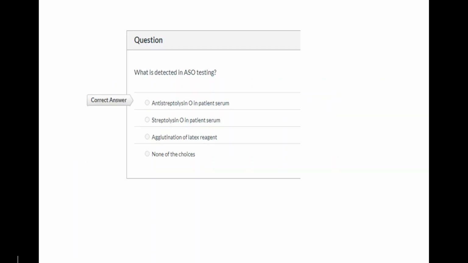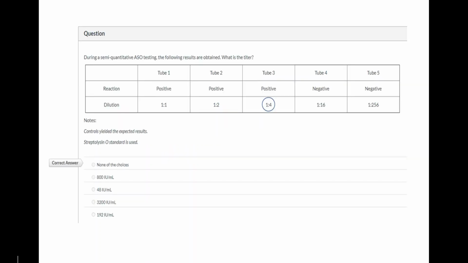Now, what is detected in ASO testing? I have discussed earlier that we are to detect anti-streptolysin O antibodies in the patient serum sample. Now, during a semi-quantitative ASO testing, the following results are obtained. What is the titer? Now, kindly observe tubes 1, 2, 3, 4, and 5. Tubes 1, 2, and 3 yielded positive reaction. Tubes 4 and 5 yielded a negative reaction. It is also stated that controls yielded the expected results. Therefore, the entire testing is valid and streptolysin O standard is used.